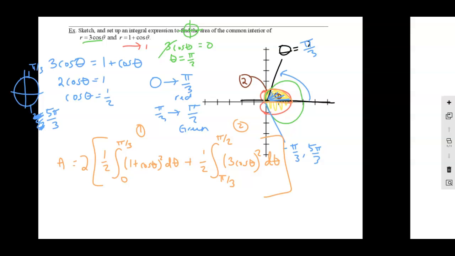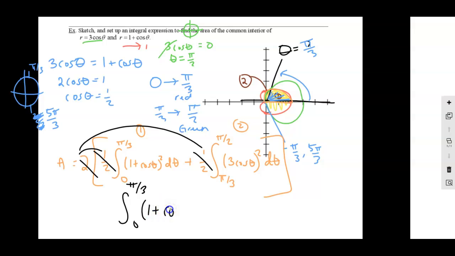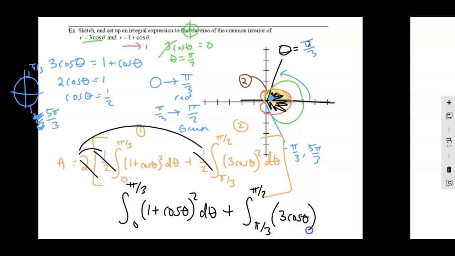Of course, since we're only doing half of it, I would multiply it out, and that's actually going to end up canceling. So I could just have 0 to pi over 3 of 1 plus cosine theta squared. That's the region 1, but doubled. So now I've got this region and that region, plus the pi over 3 to pi over 2, and then we had the 3 cosine theta. When I double it, that gets me the little sliver, and the other little sliver down there. Either one of those would be fine.